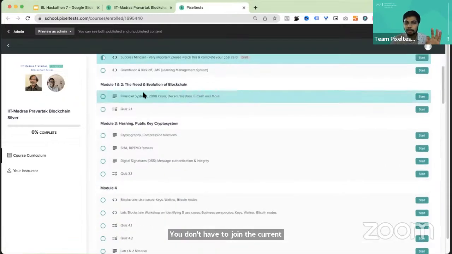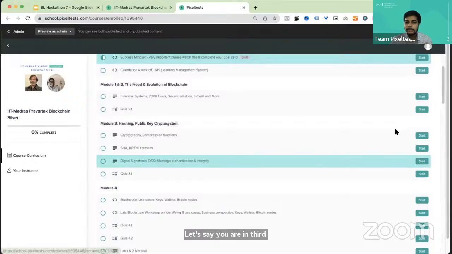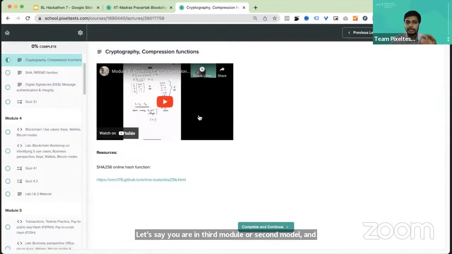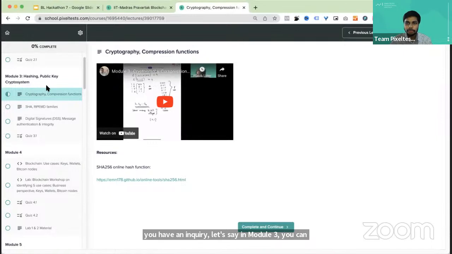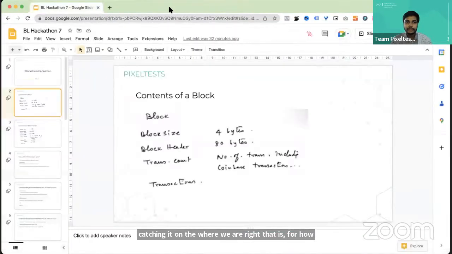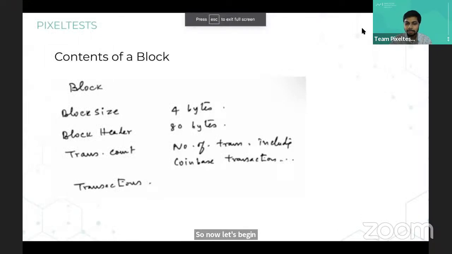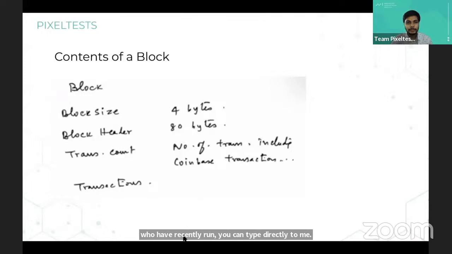If you are in the third module or second module and you have any query, because the hackathon or the revision is going to be of the same lecture, pretty much if you go through that, you are good. If you have any query, say in module 3, you can bring that query to module 7 or the current hackathon session also. I hope this is clear. You need not worry about catching up on the hackathon. For the people who have recently joined, you can type directly to me in the chat box. For people who are already in the flow, it's all normal for you.